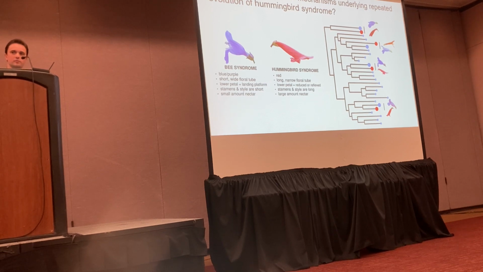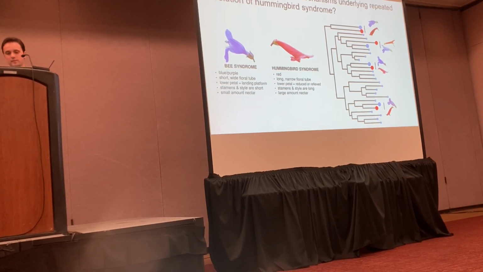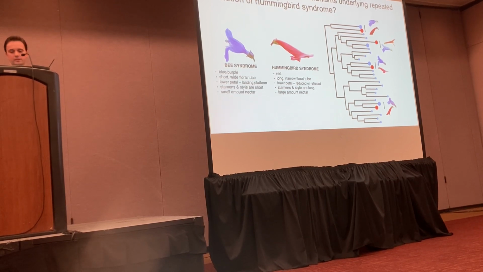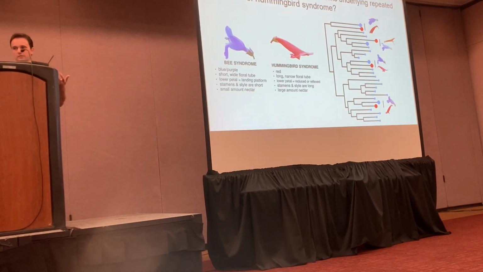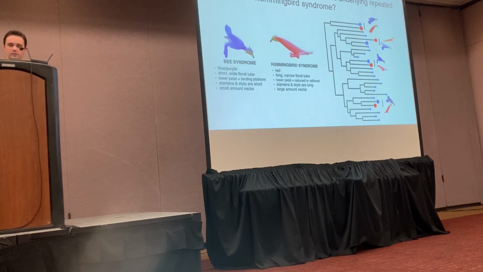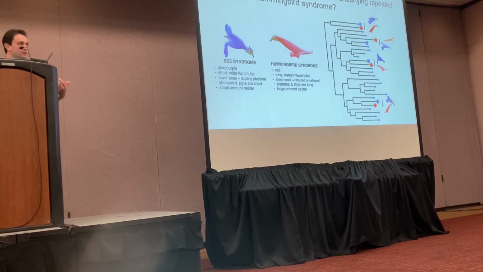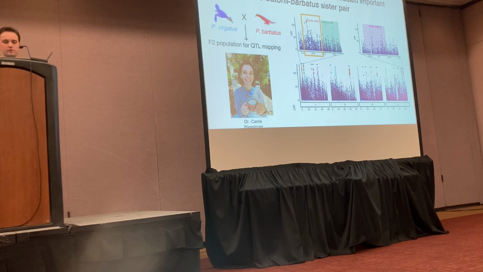bee's flowers tend to be a blue-purple color. They tend to be shorter. They have shorter stamens and styles and a smaller amount of nectar. And the hummingbird pollinated flowers are characterized by this bright red coloration. They're long, narrower tubes, longer stamens and styles, and they produce a larger volume of nectar to satisfy hummingbird pollinators. So this is a case in which we can look at this sort of parallelism in a complex trait that has repeatedly evolved over a relatively short amount of time.